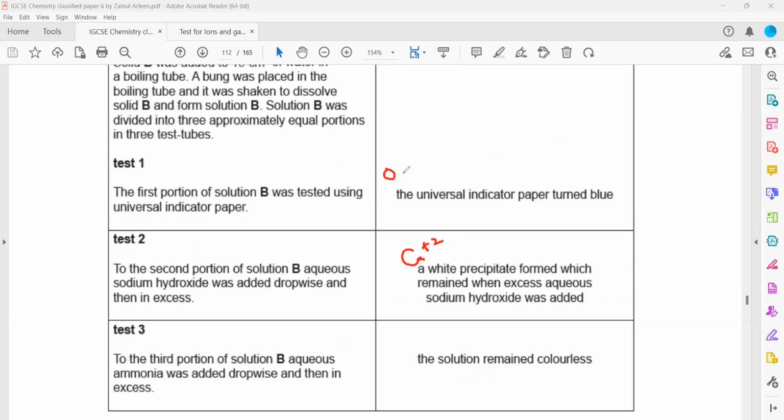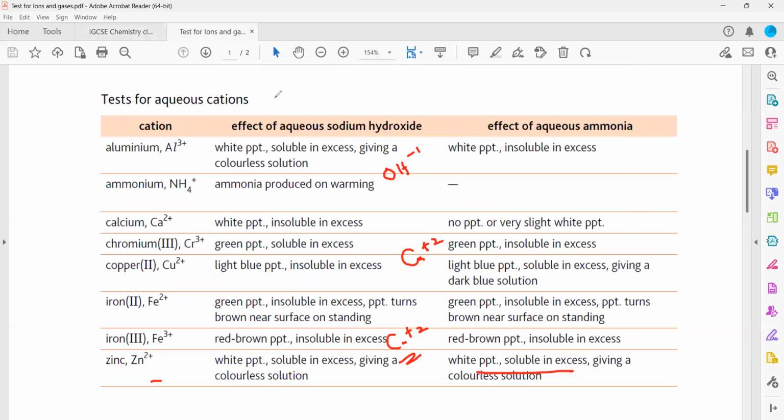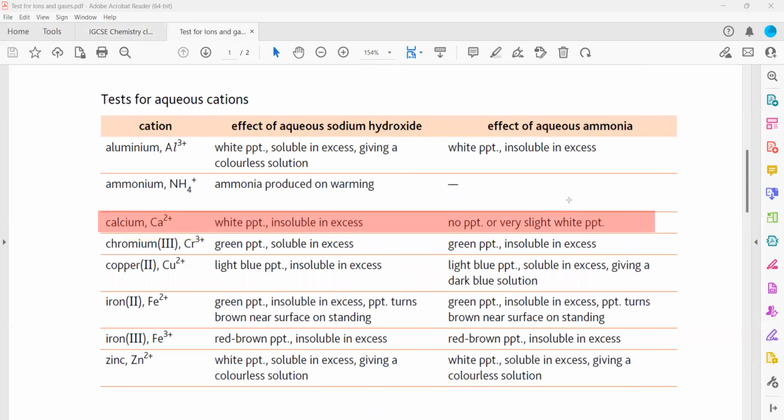And this gives an idea that it's an alkaline solution or a hydroxide ion is there. To the third portion, aqueous ammonia was added. The solution remained colorless. So this confirms the calcium is there. No precipitate found. Good. Because whenever you have a calcium ion, calcium does not give any precipitate with aqueous ammonia. So there is no precipitate, no visible changes there.